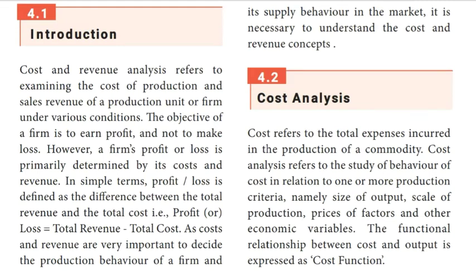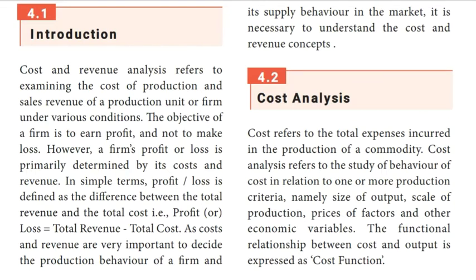However, a firm's profit or loss is primarily determined by its cost and revenue. In simple terms, profit or loss is defined as the difference between total revenue and total cost. That is, profit or loss is equal to total revenue minus total cost. As cost and revenue are very important to decide the production behavior of a firm and its supply behavior in the market, it is necessary to understand the cost and revenue concept.